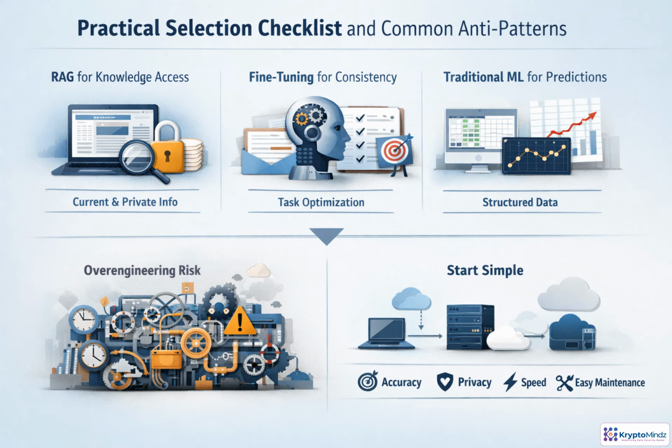Before you commit, pressure test the choice against the real failure mode. Use RAG when the gap is current or private knowledge. Use fine-tuning when the gap is consistent behavior or task quality. Use traditional ML when the data is structured and success is measurable. Avoid fine-tuning facts, using RAG for simple classification, or calling an LLM when SQL is enough. Start simple, then add complexity only when requirements demand it.